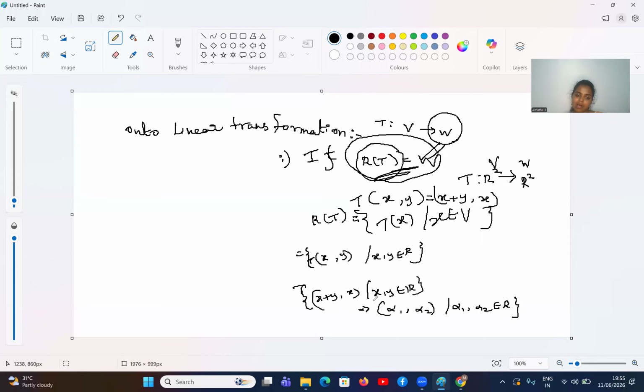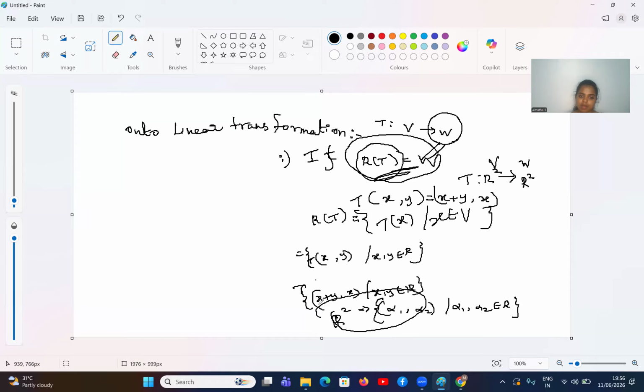Because alpha 1 can be written as x plus y. x is from real numbers, y is also from real numbers, so the addition will also be a real number. That real number I have written as alpha 1. Alpha 1 comma alpha 2. This is the general definition of R2. Can you agree? This is the general definition of R2.